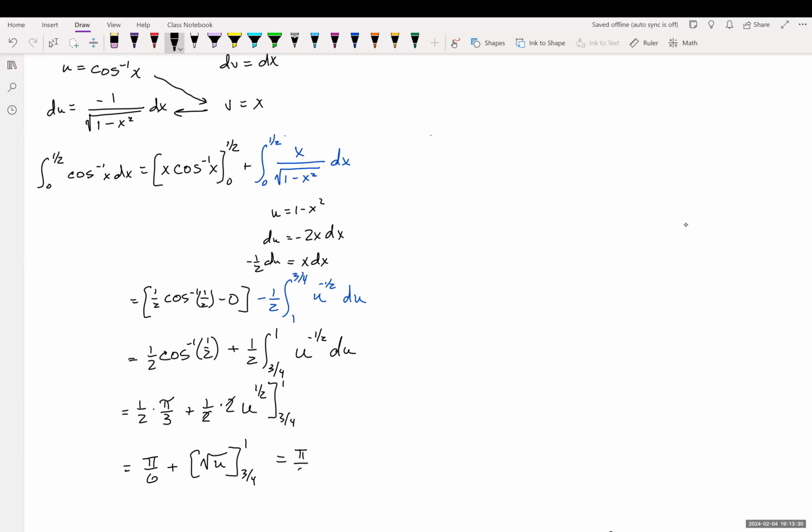So we have pi over 6 plus 1 when we plug in the 1 for u, and then minus the square root of 3/4, which is the same as root 3 over 2. So we end up with pi over 6 minus root 3 over 2 plus 1, like that. You could make a common denominator, but let's just leave it there.